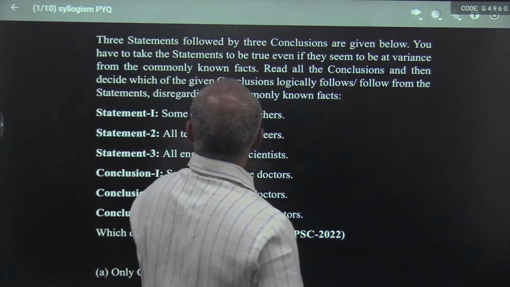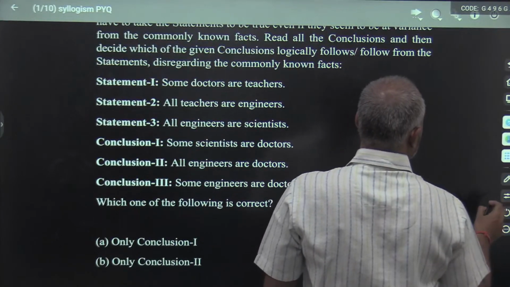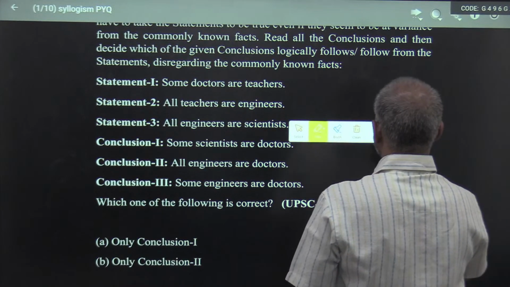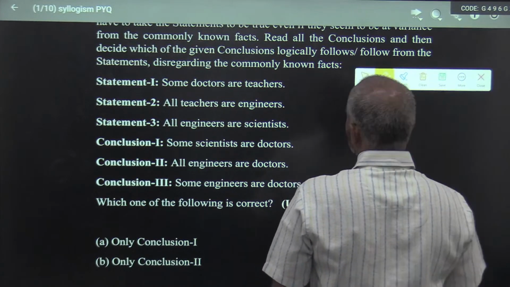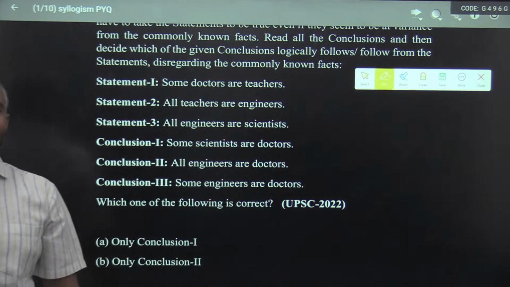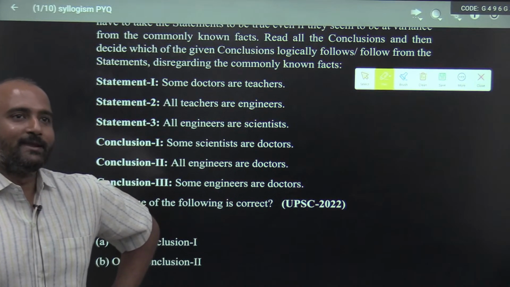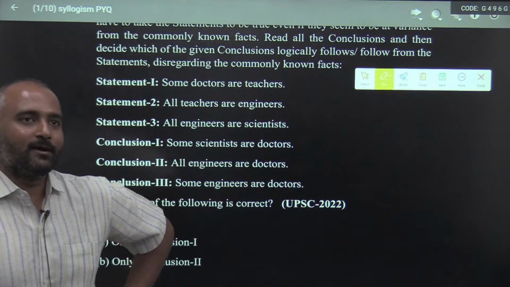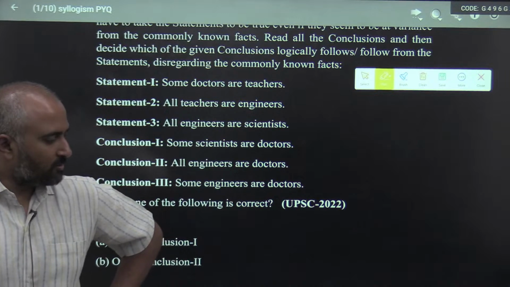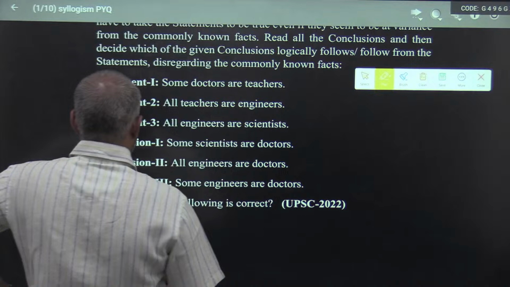Okay, so now let's start doing this. Same basic rules: from a negative statement, only a negative conclusion; from positive statements, only positive conclusions; from positive and negative, only negative. So there are 3 conclusions given.